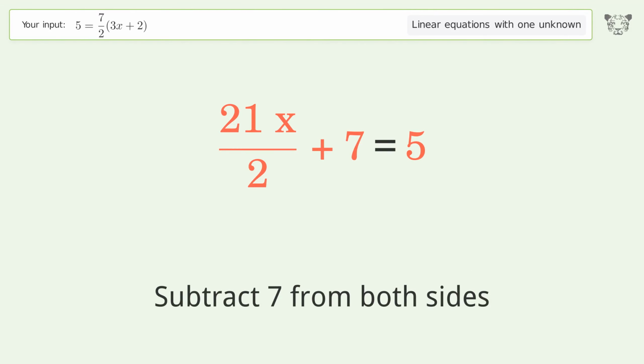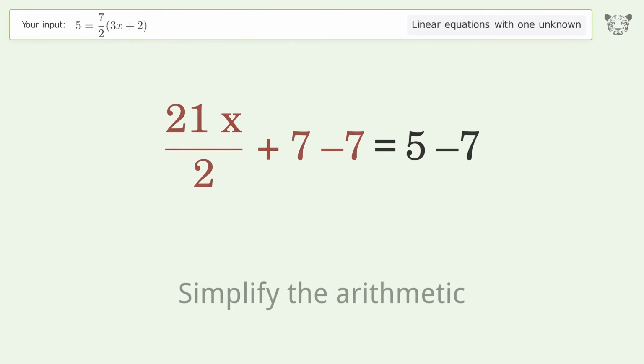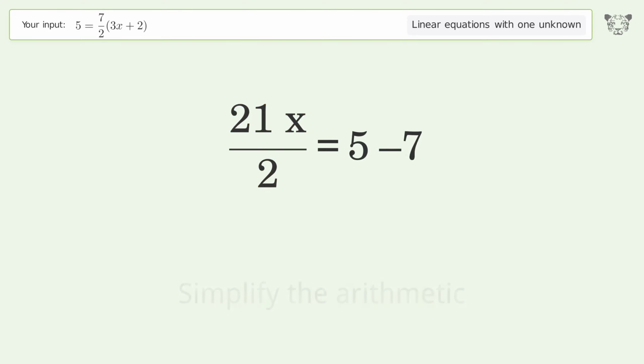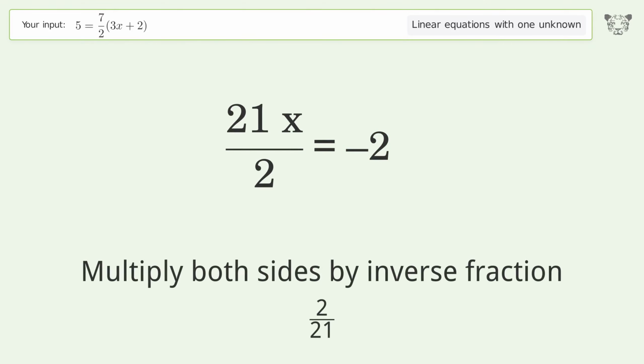Subtract 7 from both sides. Simplify the arithmetic. Isolate the x. Multiply both sides by inverse fraction 2/21.